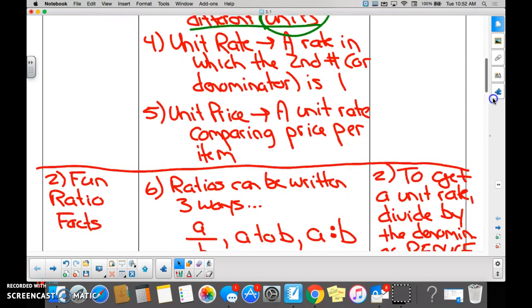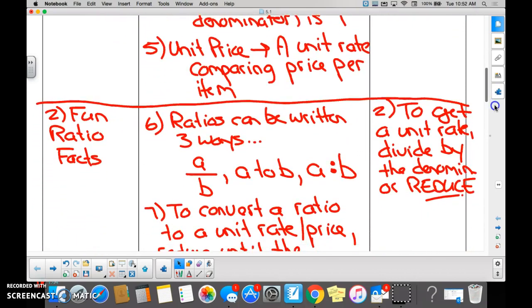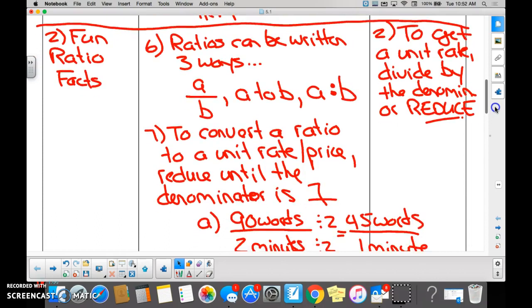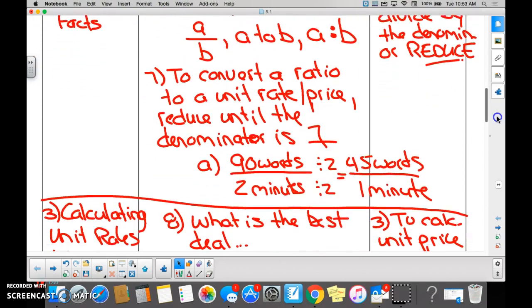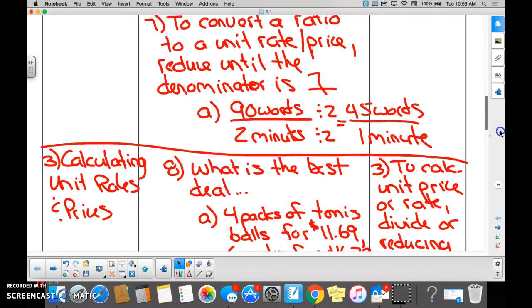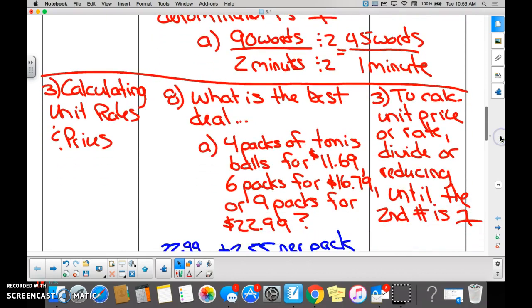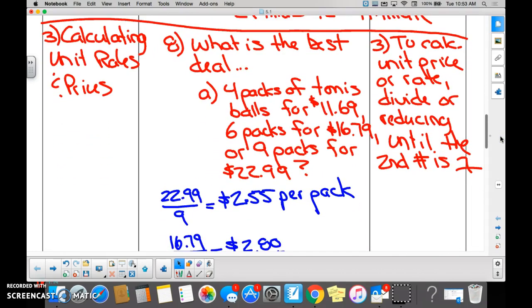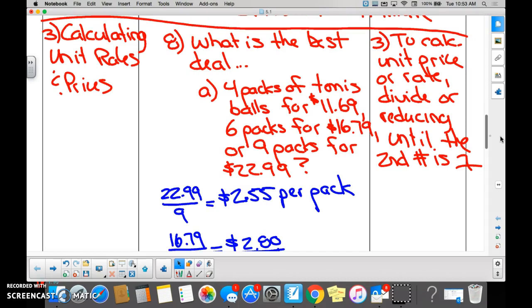Fun ratio facts. Just let you look at that real quick as we're scrolling through. Three different ways to write it, which you can see. Calculating unit rates and unit prices. So if I ask you to calculate a unit rate or a unit price, you know that you have to reduce or divide until you get a second number of 1.